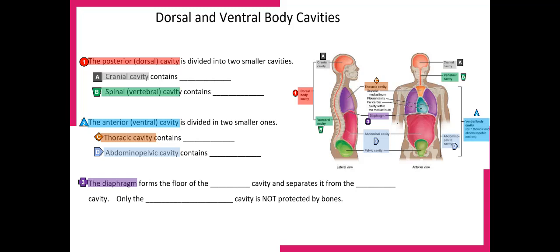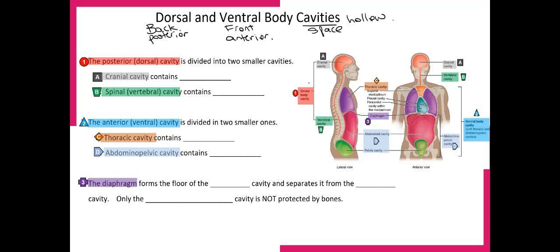And then, speaking of the rest of the course, another couple of slides cover the dorsal and ventral body cavities. A cavity is basically a hollow space, right? And remember, dorsal means back. Another word for dorsal is posterior. Ventral is the front. Another word for ventral is anterior. So basically, we've got hollow spaces in the back and hollow spaces in the front.